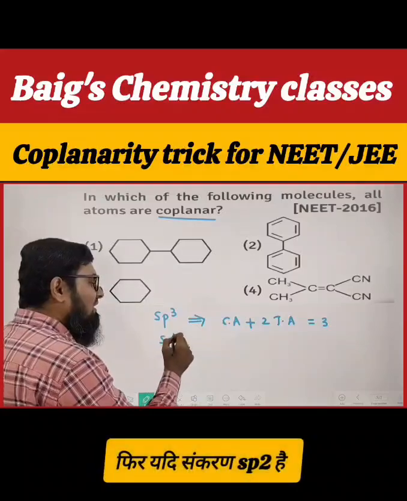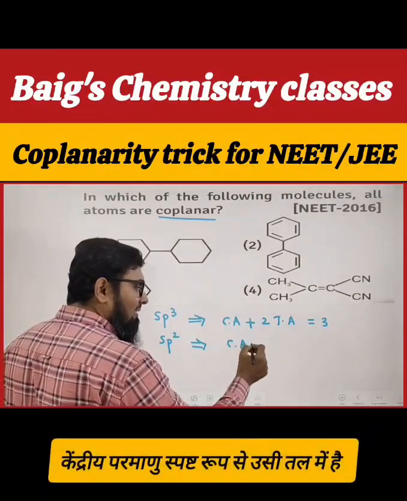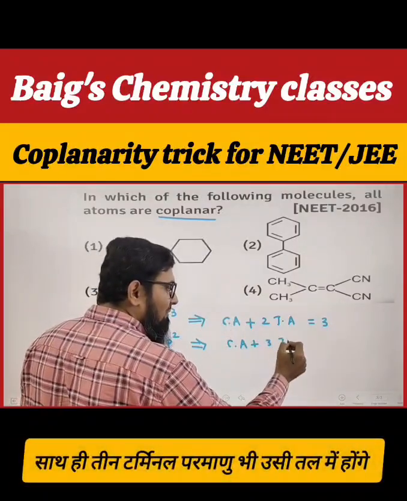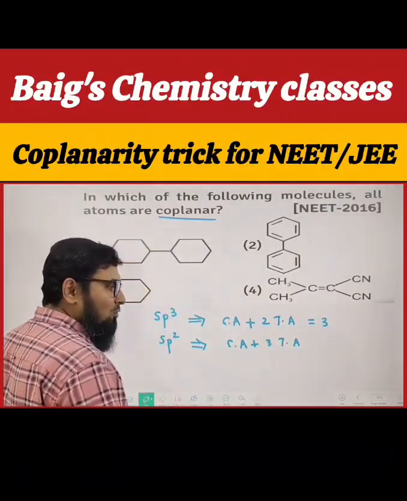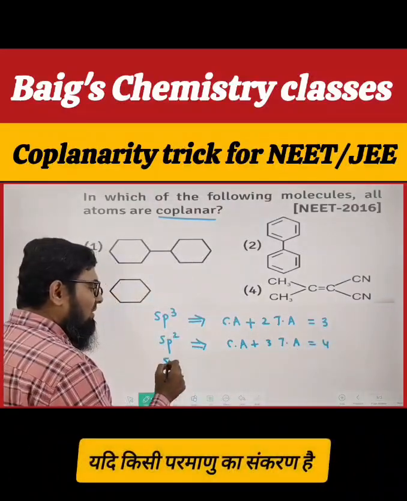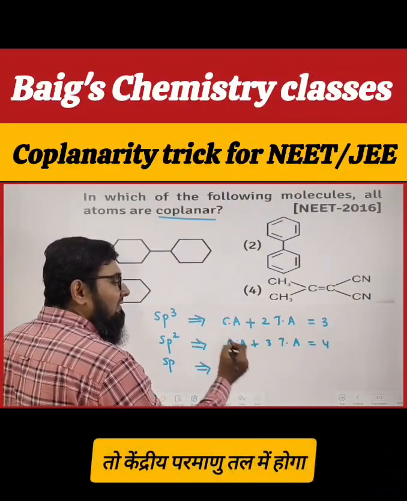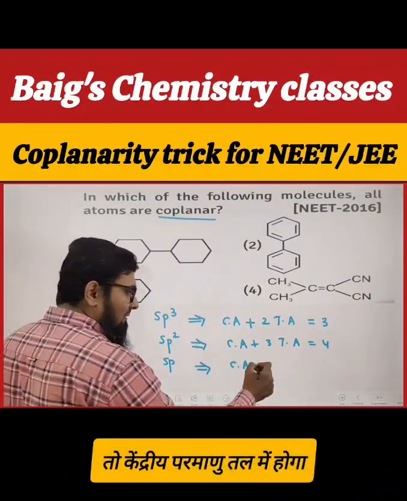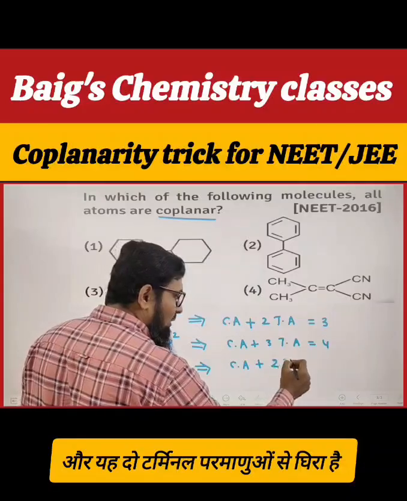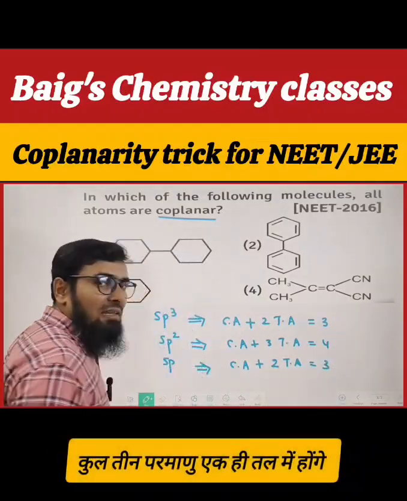Then if the hybridization is sp2, the central atom is obviously in the same plane, plus the 3 terminal atoms will be in the same plane. So total 1 central atom and 3 terminal atoms sums to 4. If the hybridization of the central atom is sp, then the central atom will be in the plane, and it is surrounded by 2 terminal atoms which are also in the same plane. Total 3 atoms will be in the same plane.